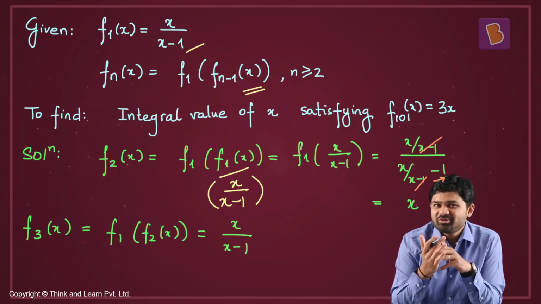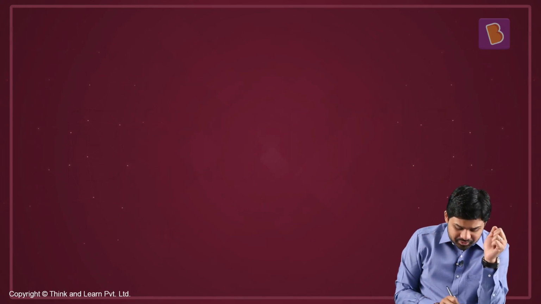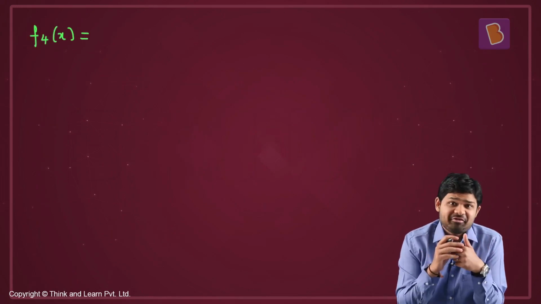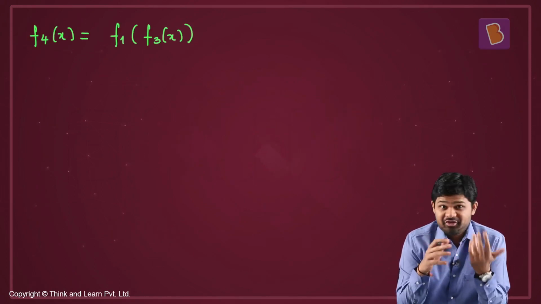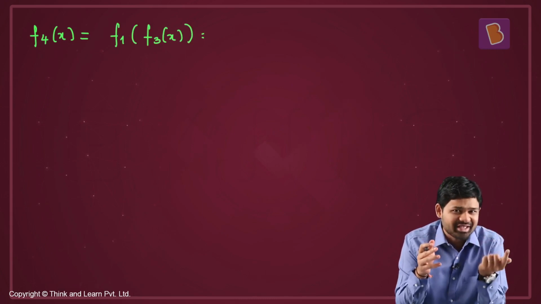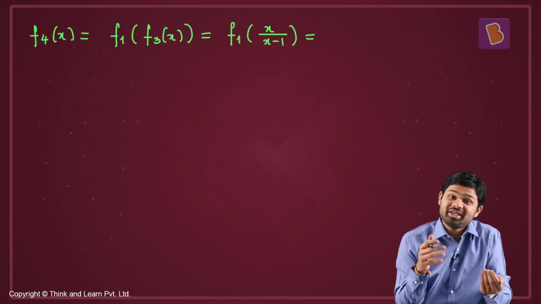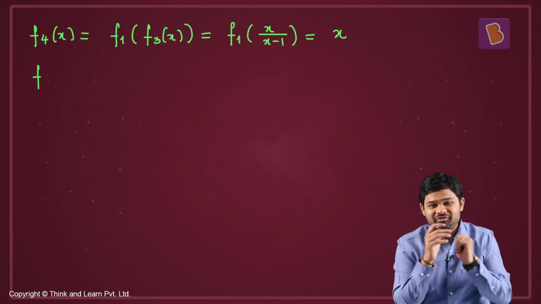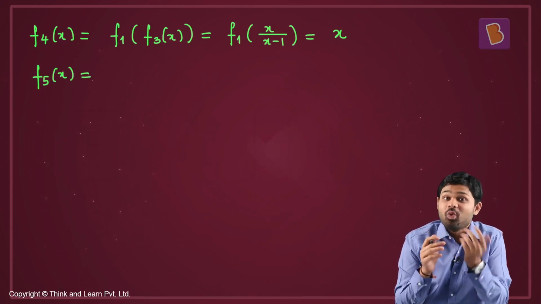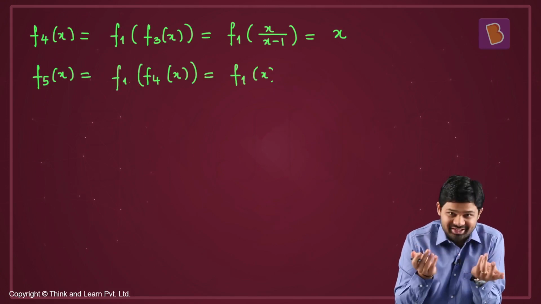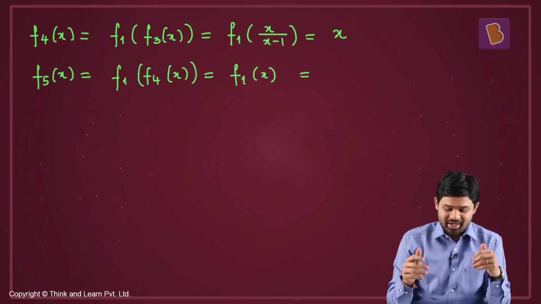In fact, f4 of x will also be x, isn't it? f4 of x will be f1 of f3 of x. f3 of x was nothing but f1 of x itself, and we know f1 of f1 of x was x. So f4 of x will also be x. f5 of x now will be f1 of f4 of x, which is f1 of x, which is nothing but x by x minus 1.